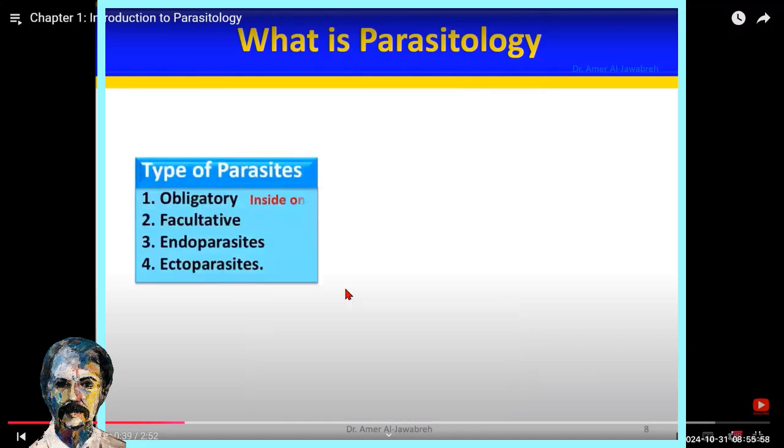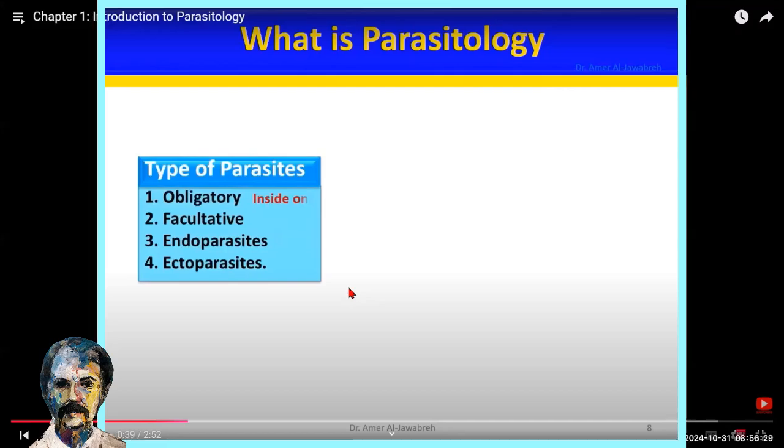Types of parasites. People classify parasites depending on many things. If you look at where they live, that's a classification. If you look at how they get their nutrition, that's another type of classification. So classifications differ. Let's go to the commonly used classification. First, we have obligatory parasite. It's a must. This parasite has to be inside a human being. Otherwise, it will not live. It will die. Obligatory. We have facultative.